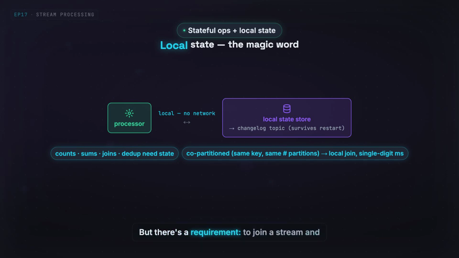But there's a requirement. To join a stream and a table locally, they have to be co-partitioned. Same key, same number of partitions, so that matching keys land on the same processor instance. Get that wrong, and your joins silently miss data.